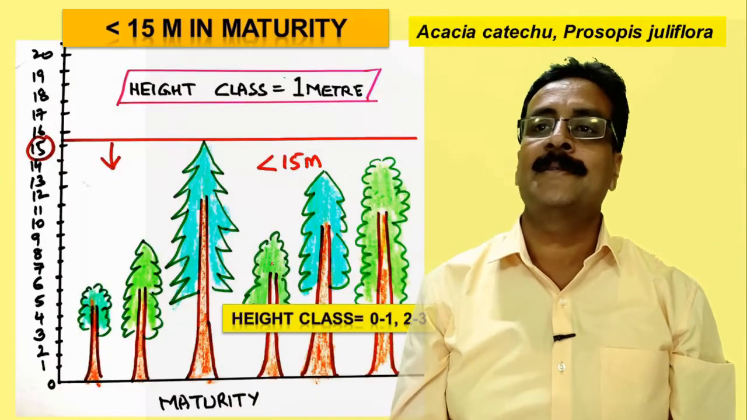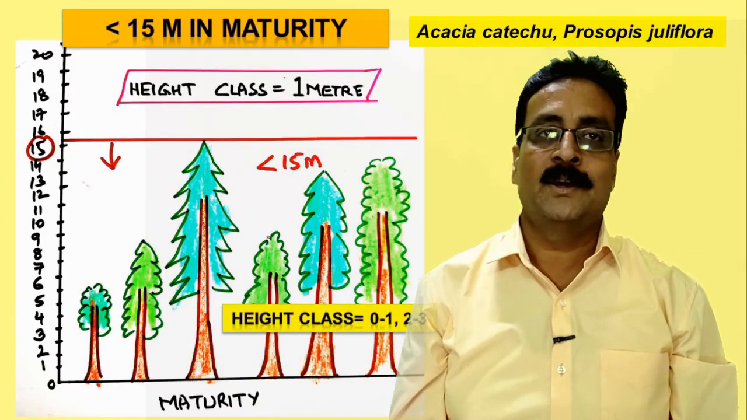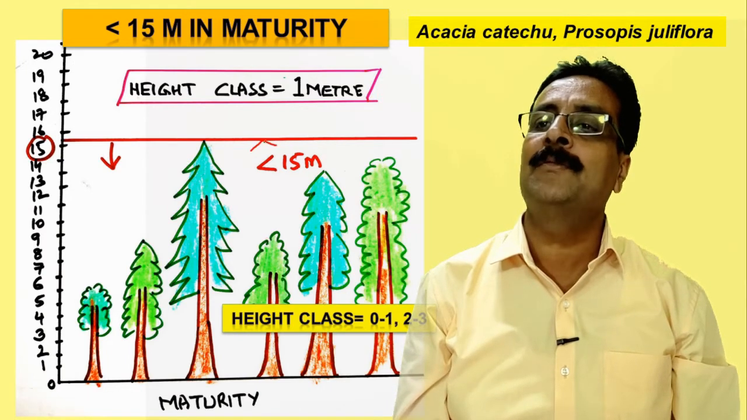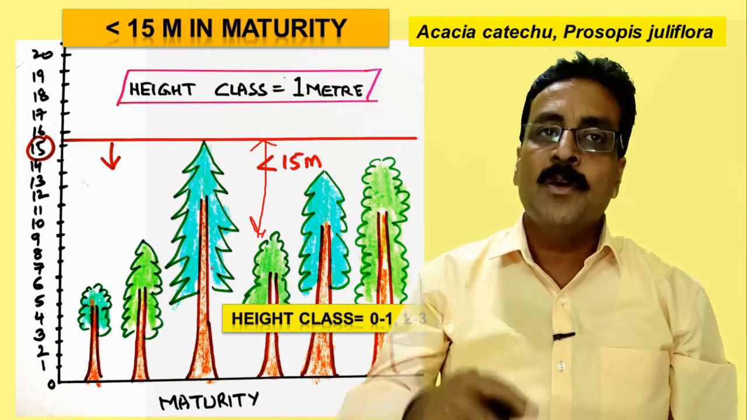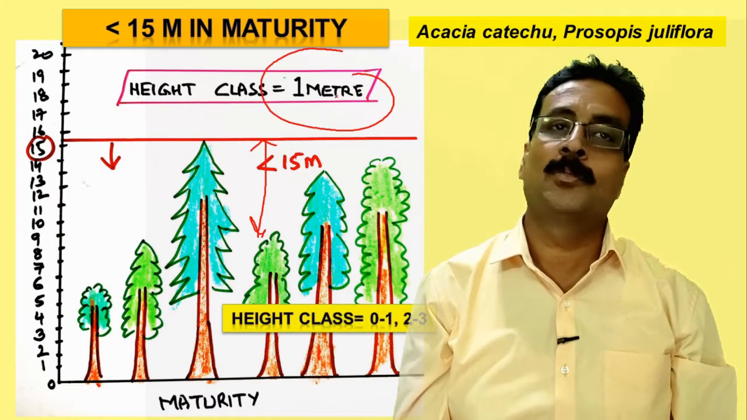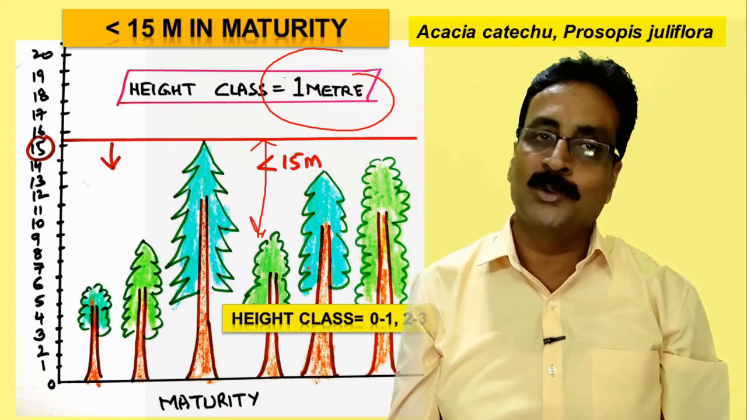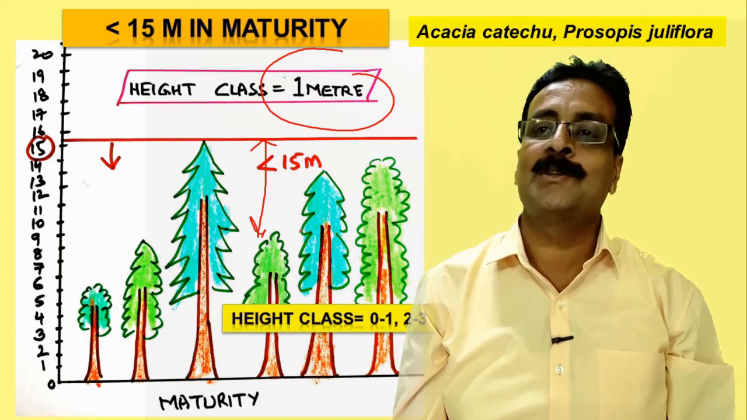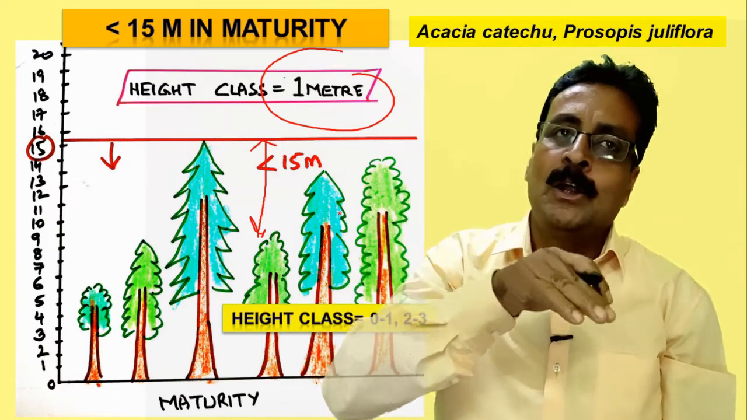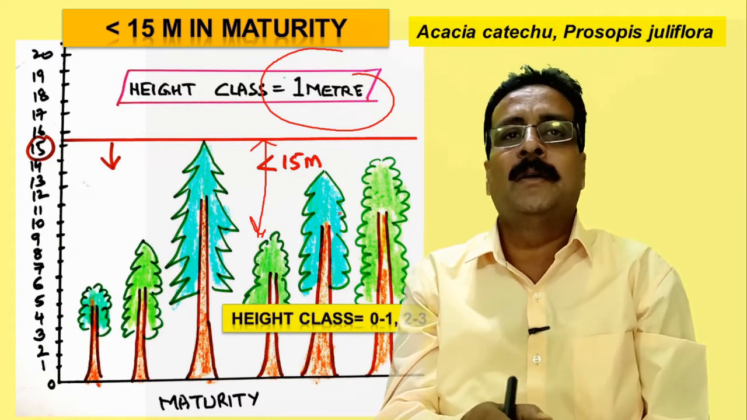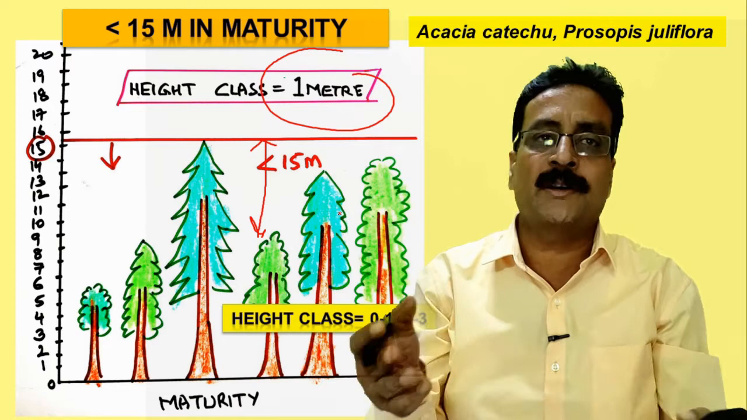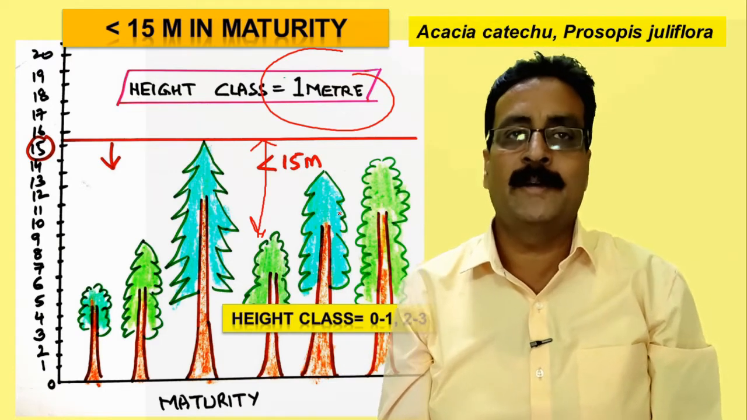And the third case is those trees that at maturity don't grow to more height, remaining up to less than 15 meters. Those trees which remain up to 15 meters will keep the height class of 1 meter, not more than that. We can keep 0 to 1, 2 to 3, 4 to 5, like this. So these are the height classes. We have a lot of such species in dry zones and tropical areas, like Prosopis juliflora and Acacia catechu.